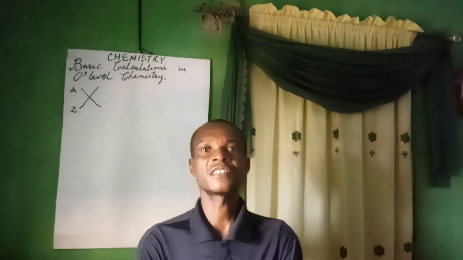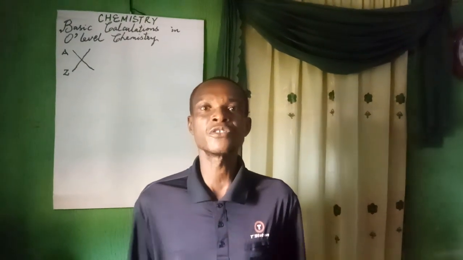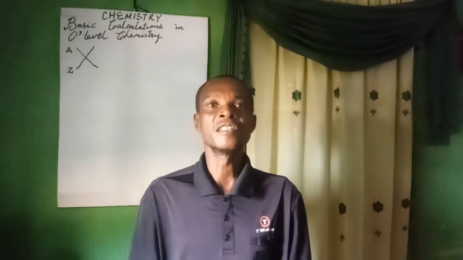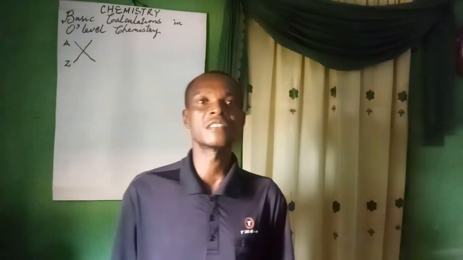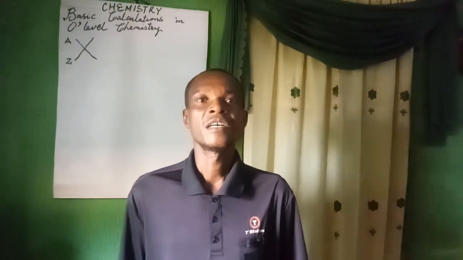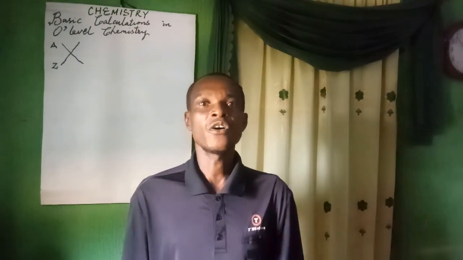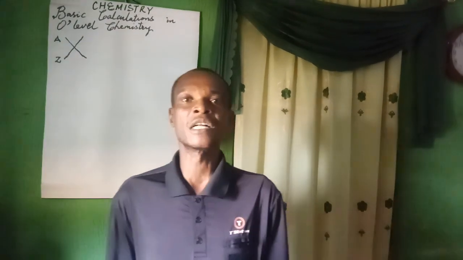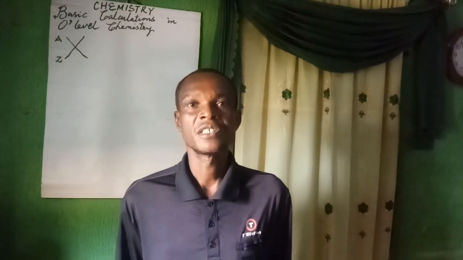The first is a good knowledge of the periodic table to enable you know the positions, groups, and periods of elements, and thereby be able to predict their properties or characteristics. The second thing is the mass number, and the third is the atomic number. All of these are important if a student must do well when it comes to calculations in chemistry.